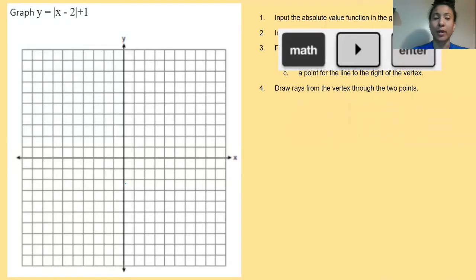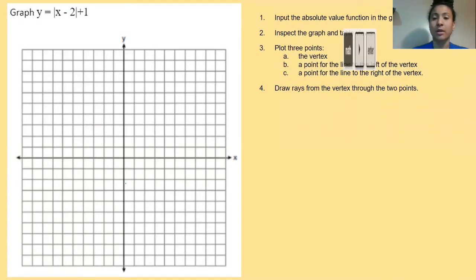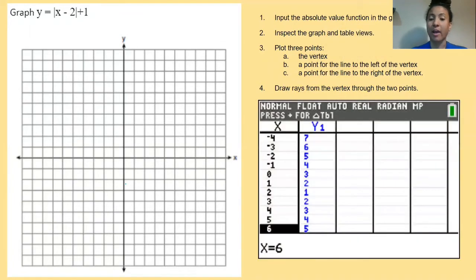Once you input your equation into the calculator, you're going to inspect the graph and the table views. Right here, I have provided you with the table. With this table, we're going to be plotting 3 points: the vertex, a point to the left of the vertex, and a point to the right of the vertex. By looking at our table, we want to identify the vertex. How do we do that?